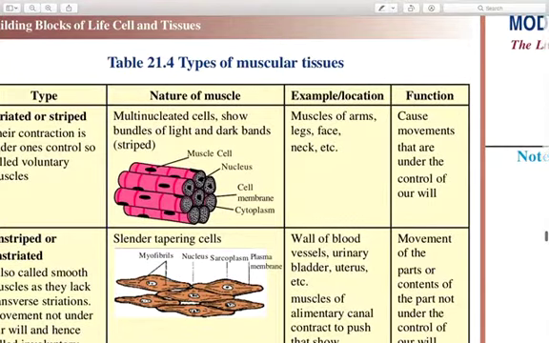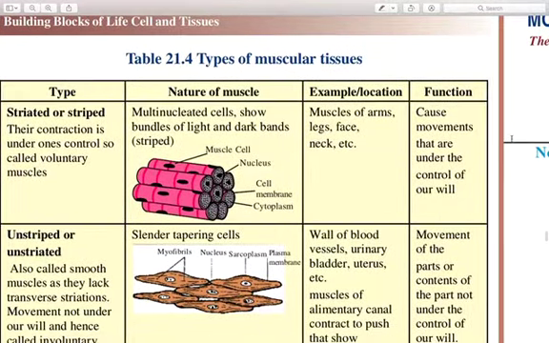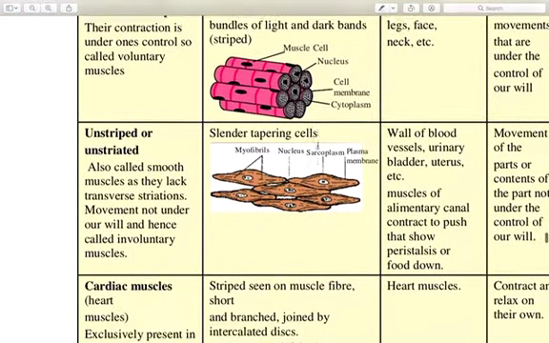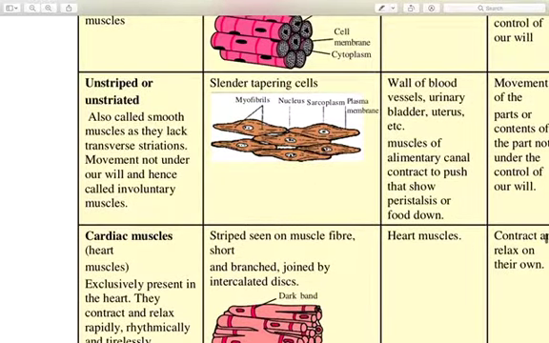For example, muscles of the arms, hands, legs, face, and neck, all those you can move, right? It's voluntary. It's under our control, and the function is that they cause movements that are under the control of our will, as I told. We have the control. The next one is unstriped or unstriated.